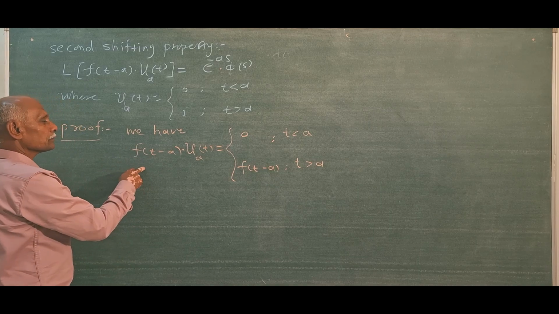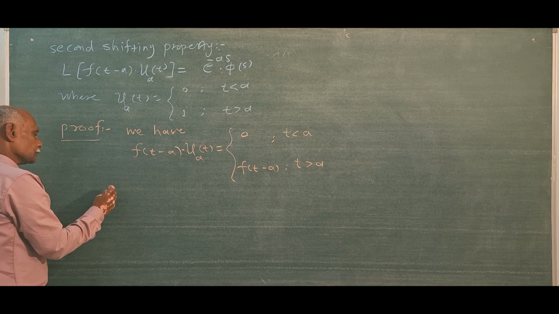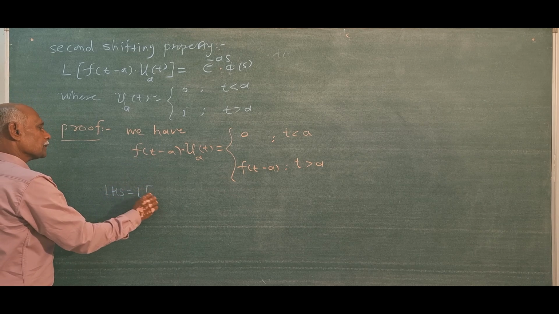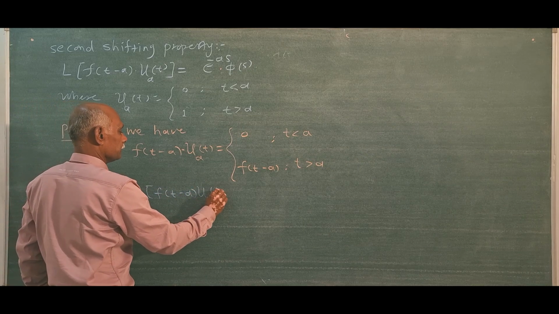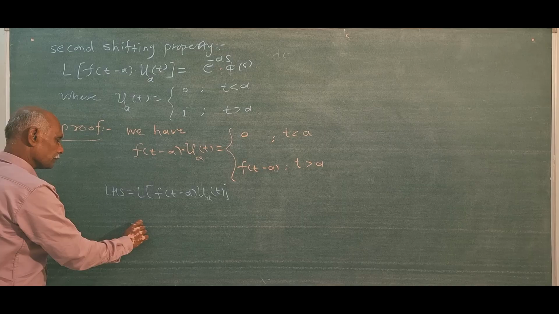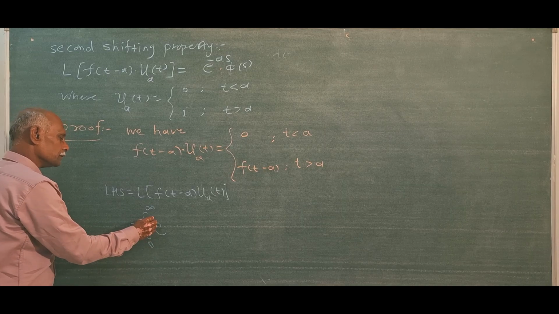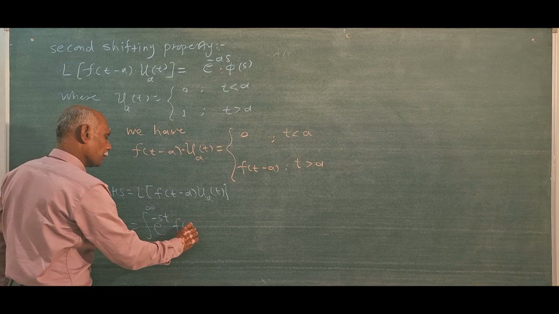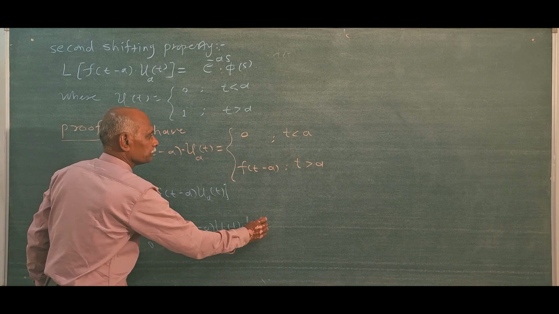Now the question is, what is the Laplace transform of this? So here we start with the LHS, left hand side. Laplace of f(t − a) u_a(t), which can be written as integral from 0 to infinity. You can remember this e raised to minus s t compulsory, and then it is multiplied by f(t − a) u_a(t) dt.